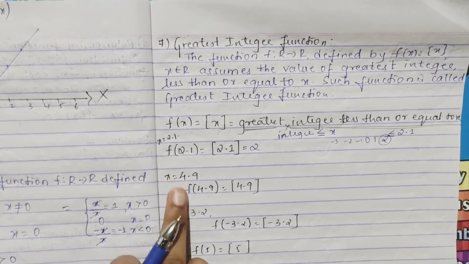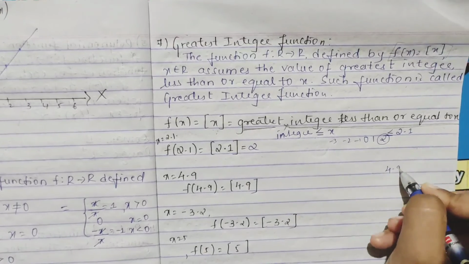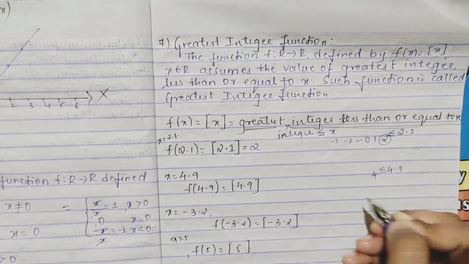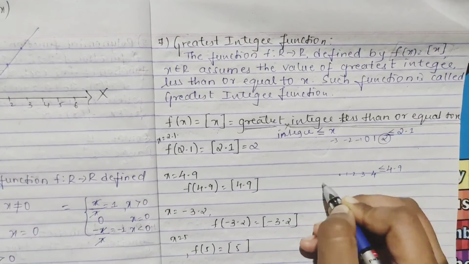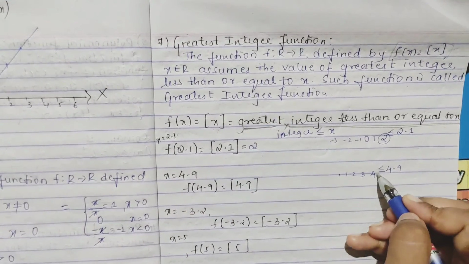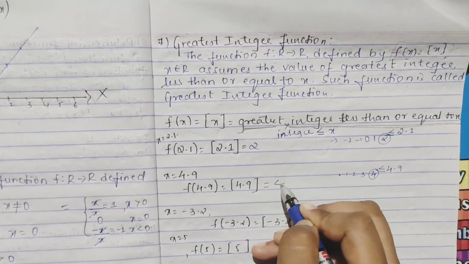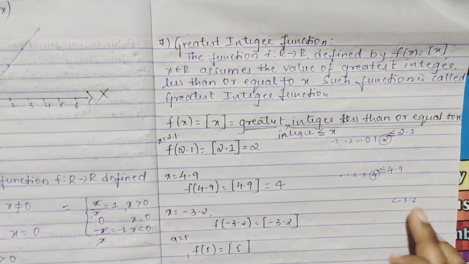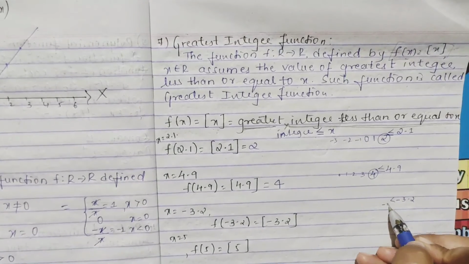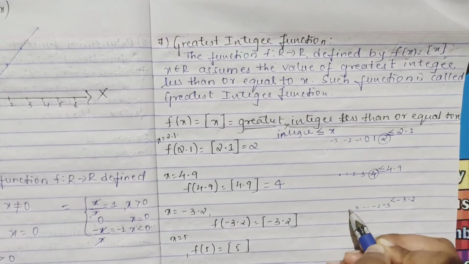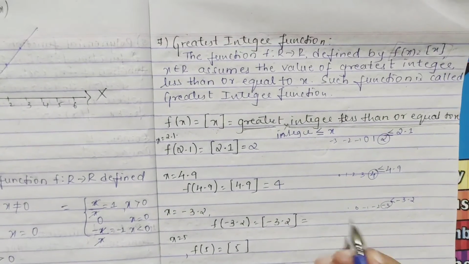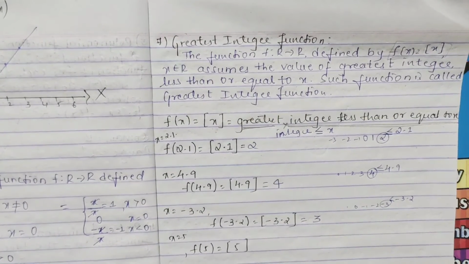In the same way, now you see 4.9. Less than or equal to 4.9 will be what? You have 4, 3, 2, 1, 0, so many. But they are telling greatest, which is the greatest? 4. So the greatest integer of 4.9 will be 4. In the same way, minus 3.2. Less than this, you have minus 3, minus 2, minus 1, 0, 1, 2, and so on. Greatest, they are telling, which is the greatest? Minus 3. So the greatest integer of minus 3.2 will be minus 3, right?